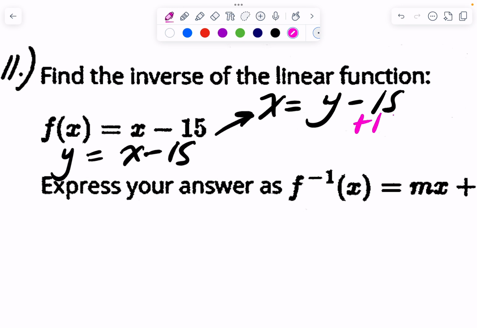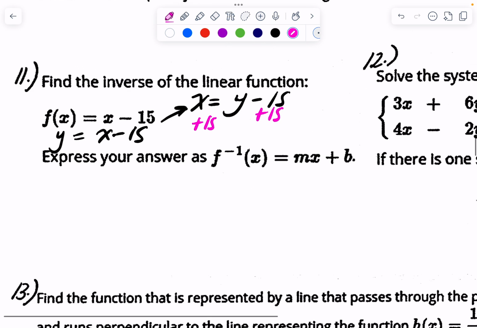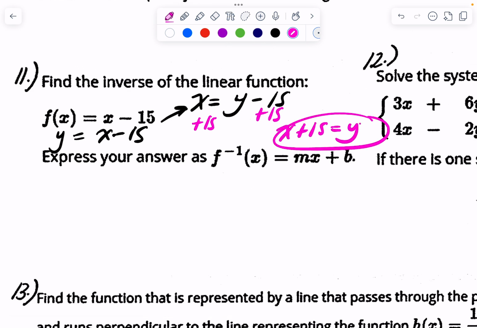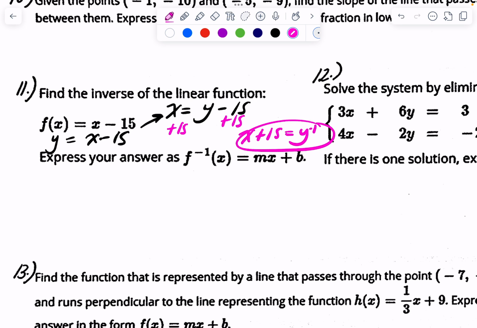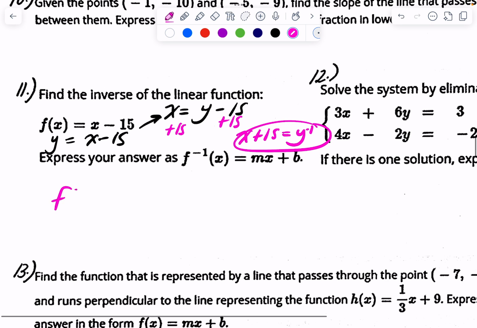So I'm going to add 15. x plus 15 equals y. Boom, there's your inverse. Put a little negative 1 on it to state that's my inverse. Oh, and it did say write your answer as f inverse. So you'd say f inverse of x is equal to x plus 15.